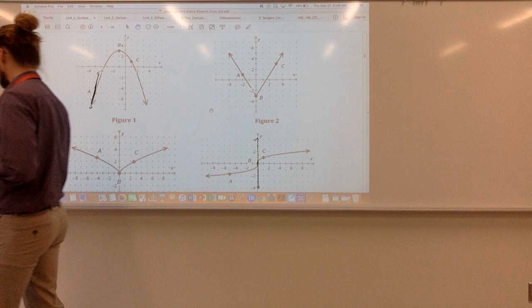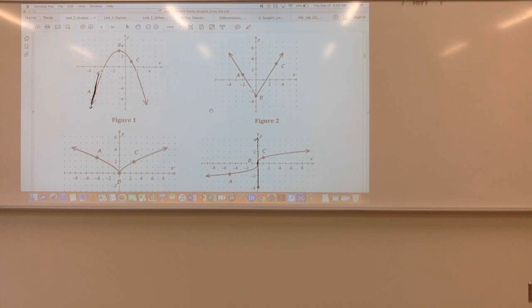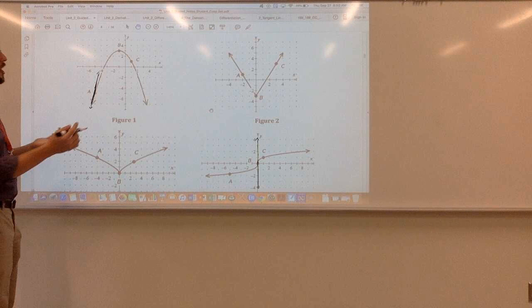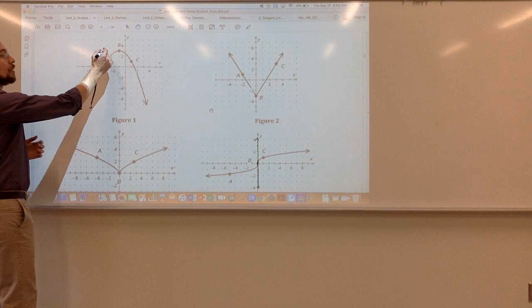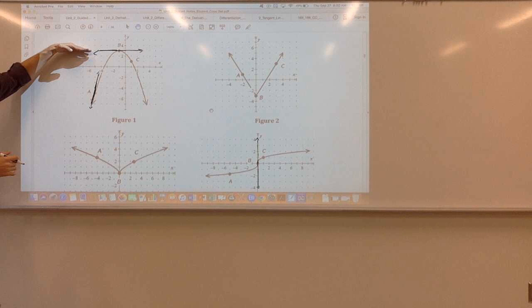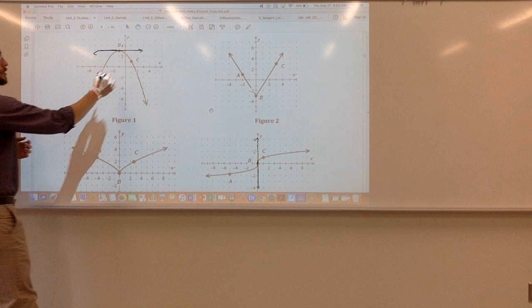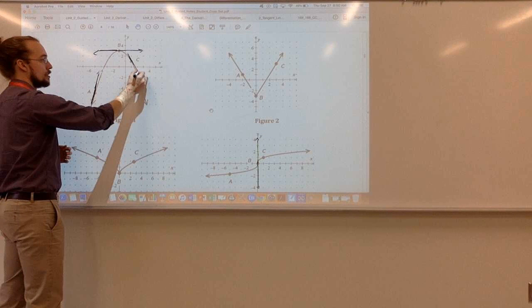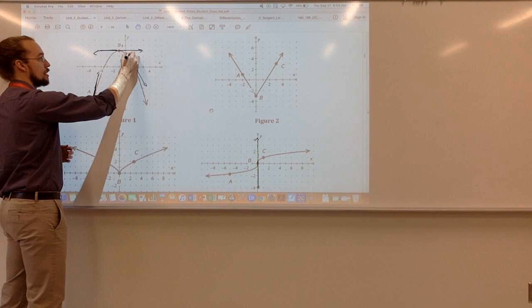Does everybody have their tangent lines sketched out? Yes. So let's see if I can do this. On number one, all of these were hopefully pretty straightforward. At A, we had a pretty steep positive tangent line. At B, we have a horizontal tangent line, and then at C, we've got kind of this negative tangent line that does something like that.